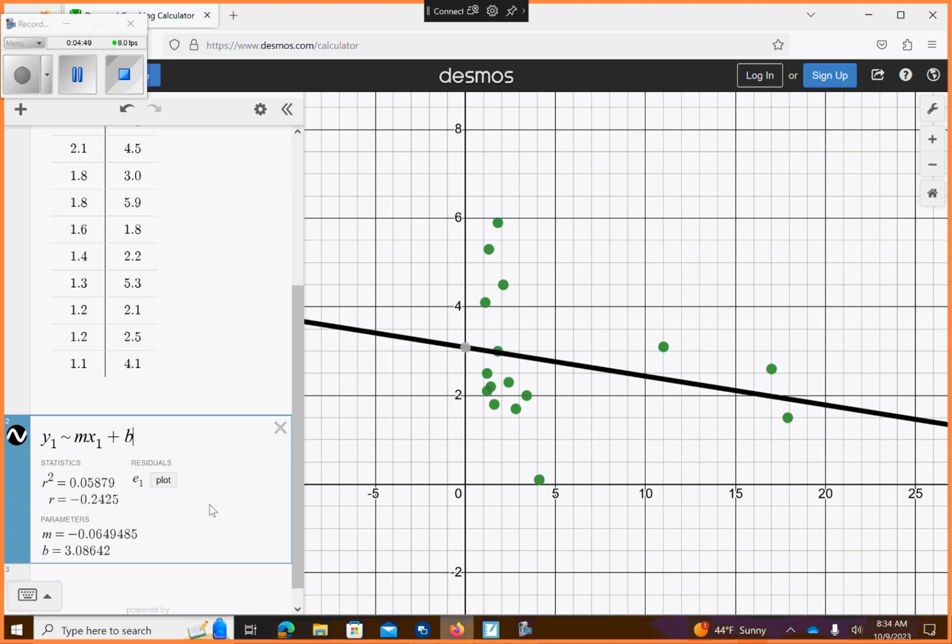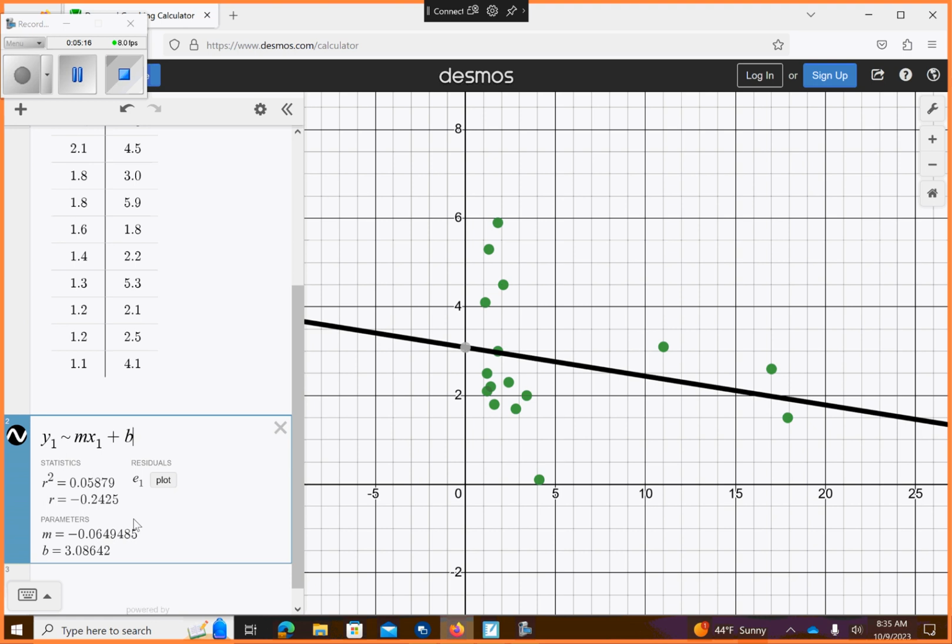Interpret the correlation in the context of this problem. We have a weak negative correlation. Okay, why is that? Well, it's closer to 0 than it is to -1. Find the regression equation line. So you have y equals negative 0.065x plus 3.08.